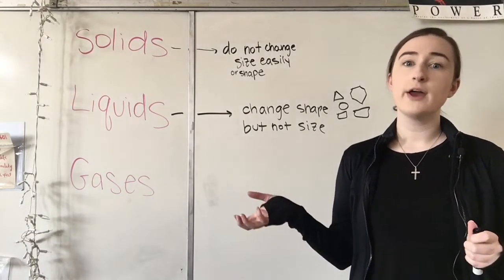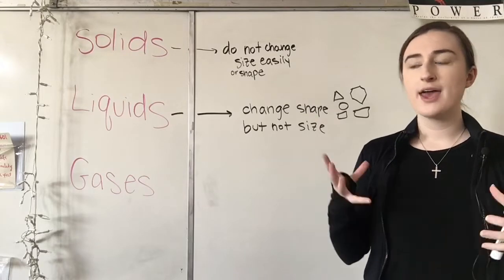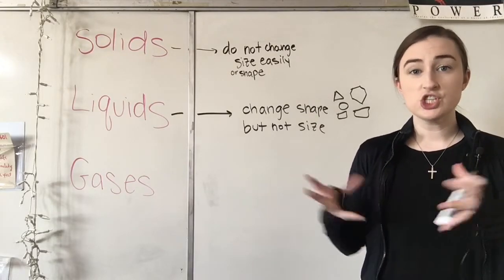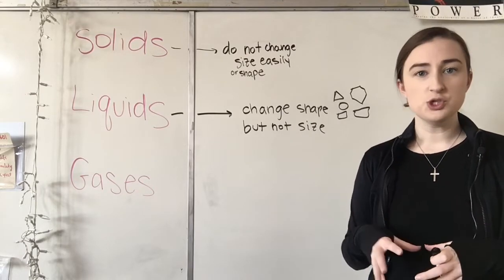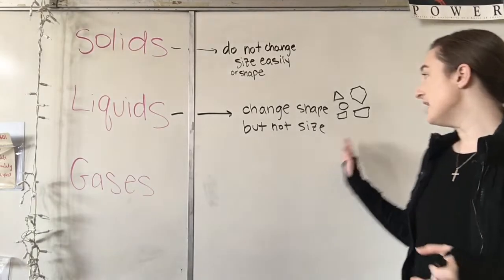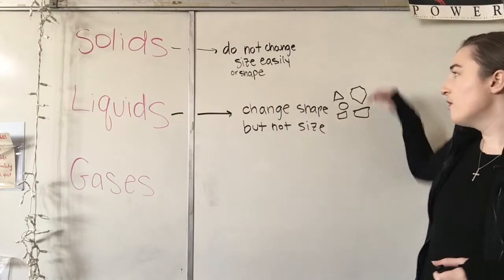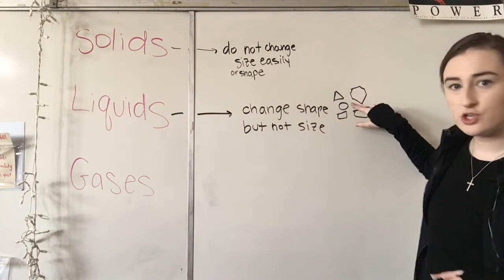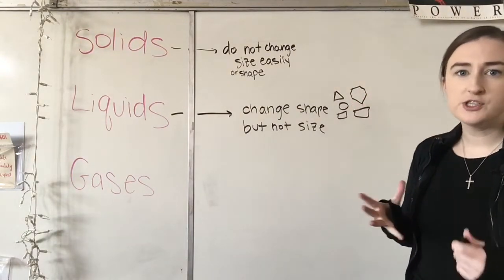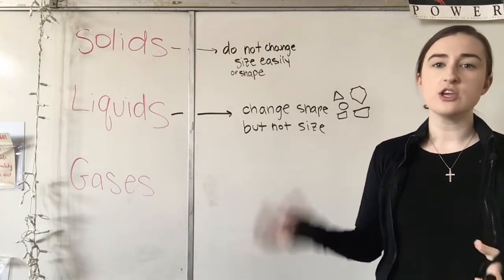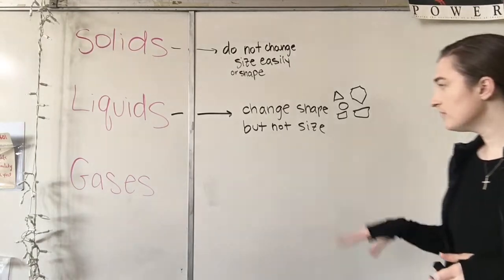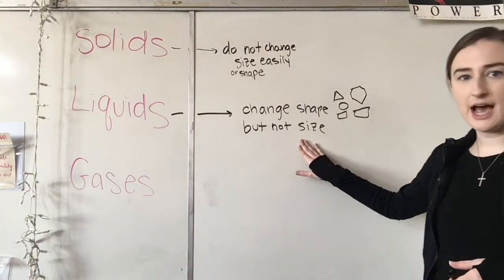If I pour water into a triangle container, the water is going to take the shape of that container. It is going to turn into a triangle. Now, if I put that triangle bottle of water into a circular bottle, the water is still going to be a circle. It's going to take the shape of the container that you pour it into. But it does not change size.